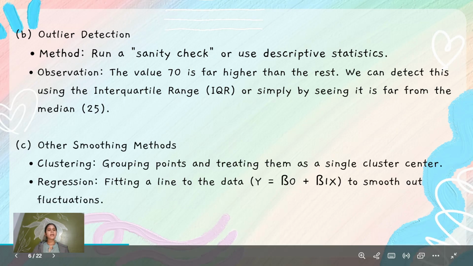Now, B is outlier detection. The method is to run a sanity check or use descriptive statistics. The observation is that the value 70 is far higher than the rest. We can detect this using the interquartile range (IQR), or simply by seeing that it is far from the median, 25. Other smoothing methods are clustering and regression. Clustering is grouping points and treating them as a single cluster center, and regression is fitting a line to the data, y = β0 + β1x, to smooth out fluctuations.